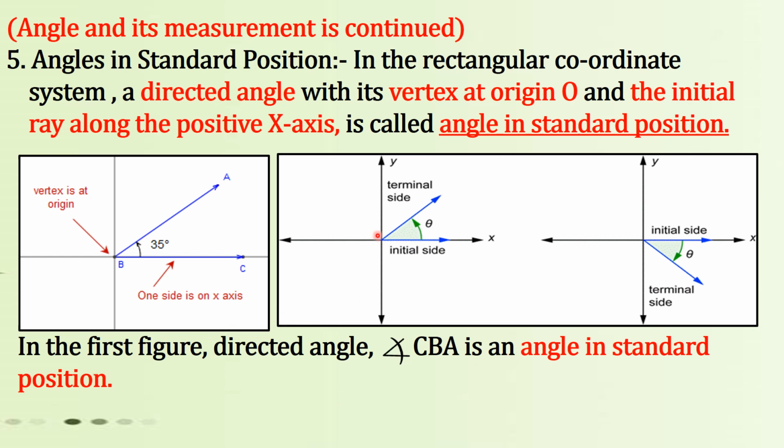You can see these diagrams also. Your initial side is along the x-axis. In this case also, this is the negative direction, that is clockwise direction, but still the initial side is along the x-axis. So in both these cases the angle is in standard position.